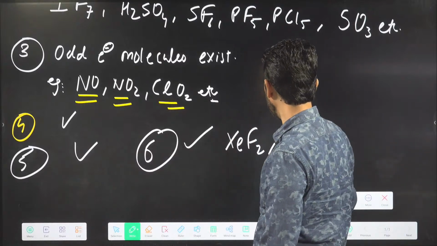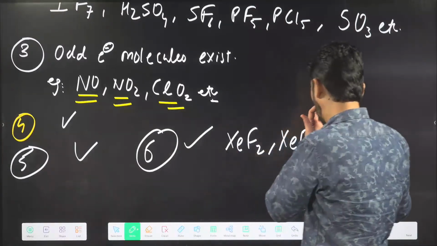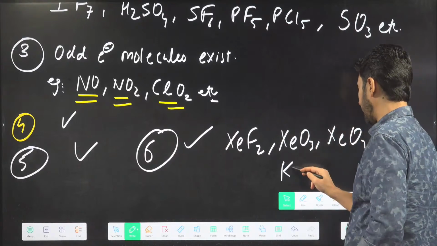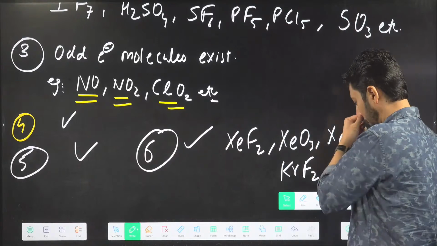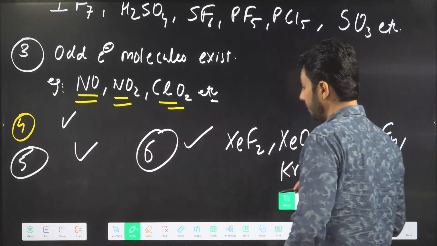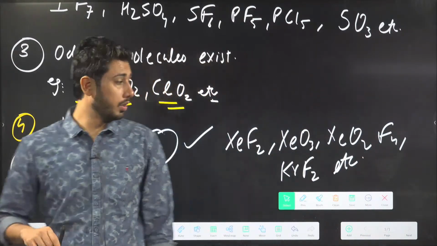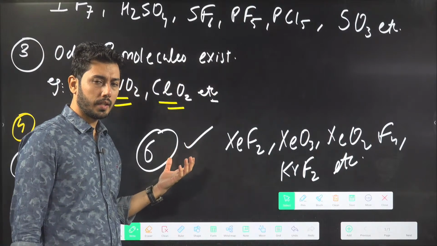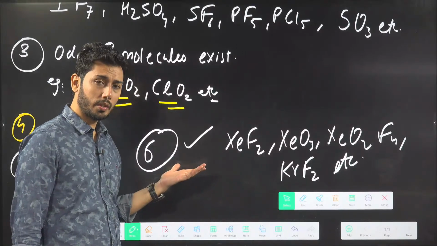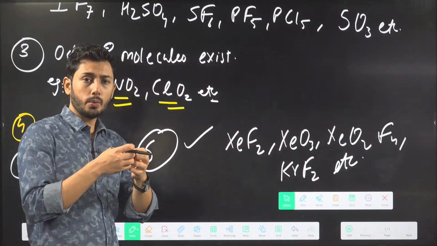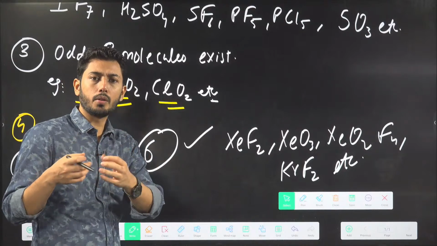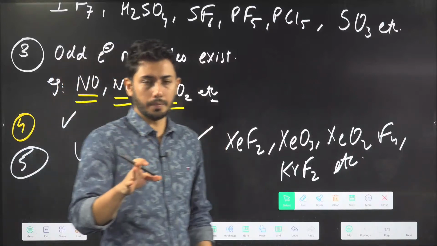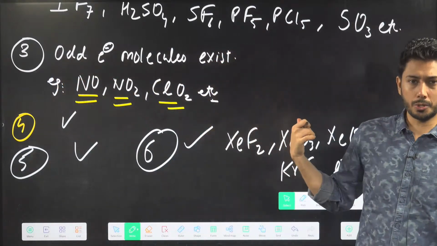XeF2, XeO3, XeOF4, krypton, KrF2, etc. So what is this point? The basis of the octet rule was that atoms try to achieve the noble gas configuration. Why? Because noble gases are considered not to react and are highly stable. As per that, this rule was framed.